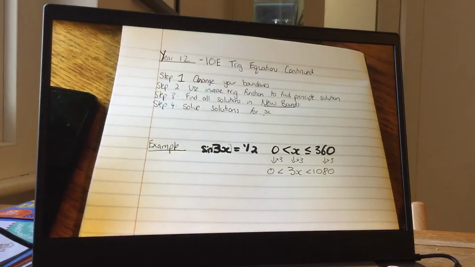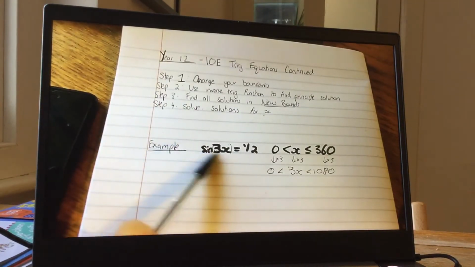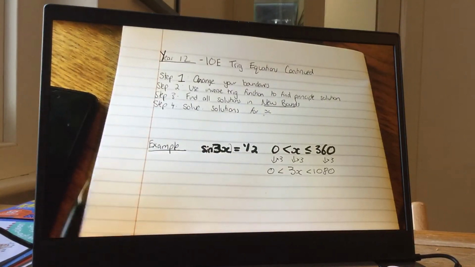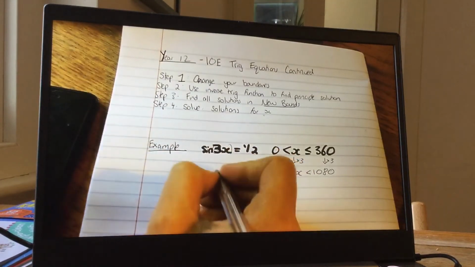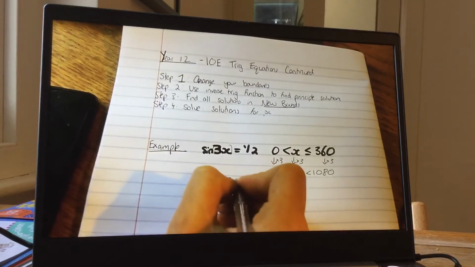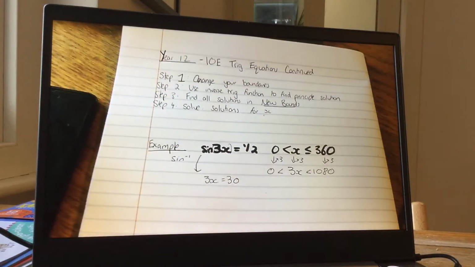Step 2 is to use your trig button. Because there's nothing in front of that sine, the next thing that needs to happen to inverse this, to find that x, is to get rid of that sine. So we just use our calculator and we just use our normal inverse sine of a half. Hopefully we all know that that is 30 because I go on about it all the time. So I get 3x equals 30, and to get from there to there, what I've done is inverse sine. And this is your principal solution, the first one your calculator gives you.